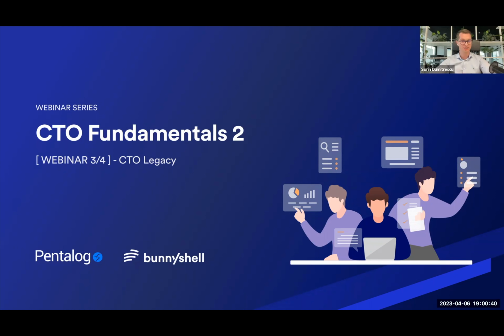Just to add some context, Bunishal builds SaaS platforms for managing environments. We're focused on improving both the productivity and the developer experience for software engineers. And Pentalog provides top quality talent and know-how to support business launch or extend digital teams.